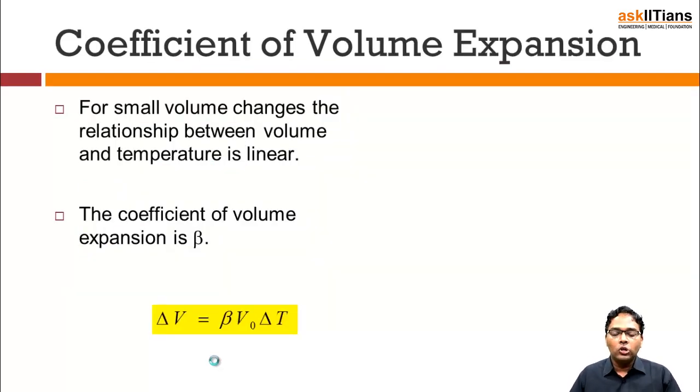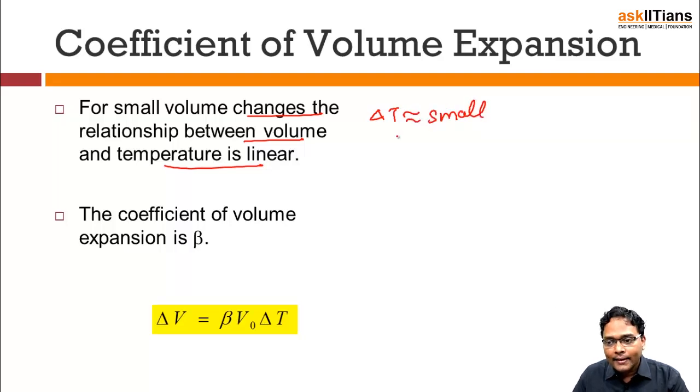So going further, for small volume changes, the relationship between volume and temperature is linear. We are not talking about huge temperature changes. If the temperature change is large, obviously higher order corrections are going to play a role. But if the change in temperature, let's say delta T, is quite small, then delta T square and delta T cube are going to be negligible, right? So if these are negligible, what happens as a result?